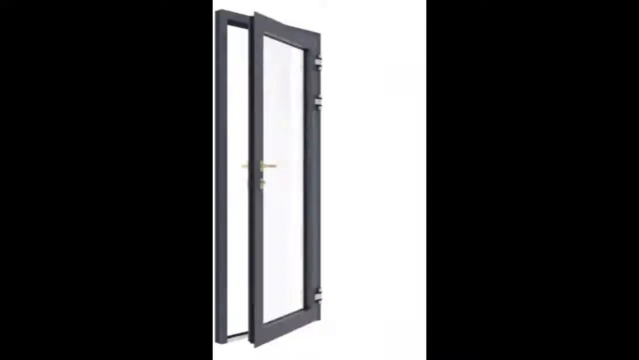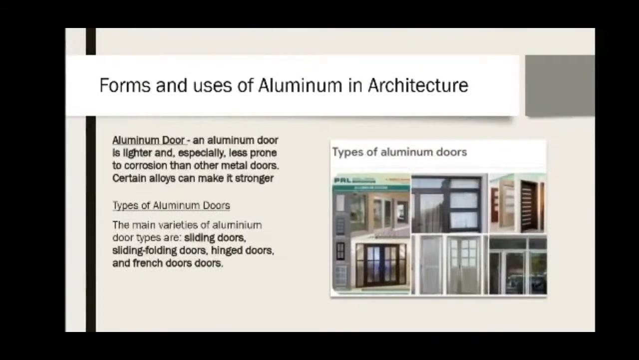Aluminum door. A door made of aluminum is lighter and especially less prone to corrosion than other metal doors. Certain alloys can make it stronger.